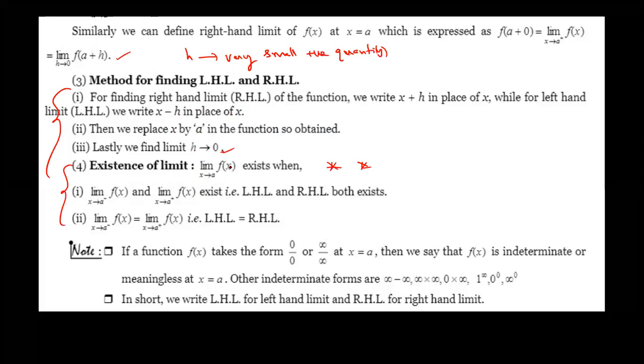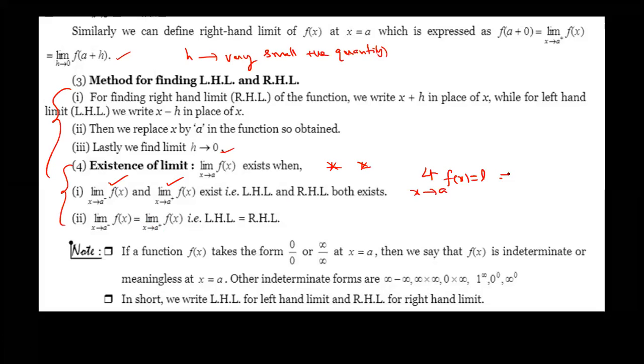So, existence of limit. What is the meaning? Limit as x tends to a of f of x exists when the left hand limit and the right hand limit both exist. See carefully. And how are they? Both are equal.